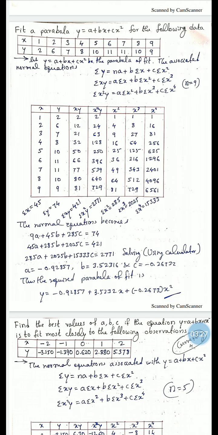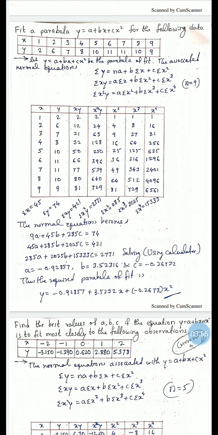So solution. Given that the parabola y equal to a plus bx plus cx square, write the normal equations. Summation of y equal to n into a plus b into summation of x plus c into summation of x square, summation of xy equal to a into summation of x plus b into summation of x square plus c into summation of x cube, summation of x square y equal to a into summation of x square plus b into summation of x cube plus c into summation of x raised to 4.